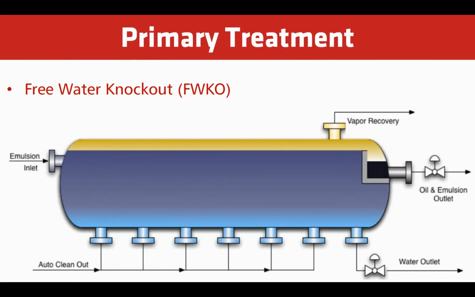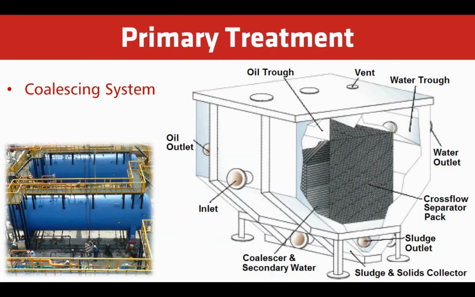Another type of primary treatment is free water knockout. This is a three-phase separator and can segregate oil, gas, and free water. The vessel is also known as an oil and water separator. Coalescing systems are used for primary treatment. These are sometimes referred to by their brand names such as Schlumberger Wemco Pacesetter separators.